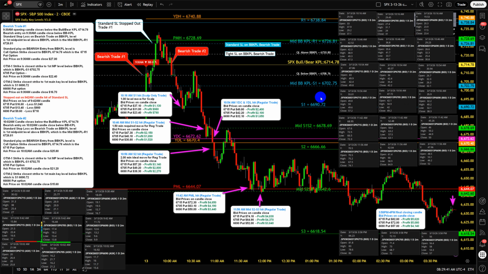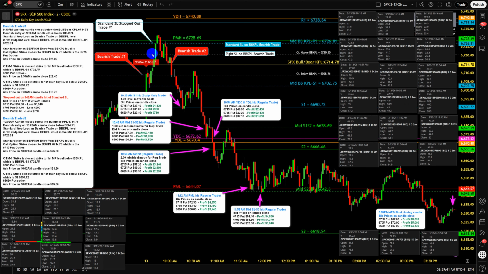The furthest out of the money one you can consider on this trade is going to be the strike closest to one full level below, where again we're looking below since it's a bearish trade. The S1 66.9072. Closest strike to that is the 66.90. Excuse my typo here. The 66.90 put option, the ask price on the 9:30 a.m. candle close, $16.70.